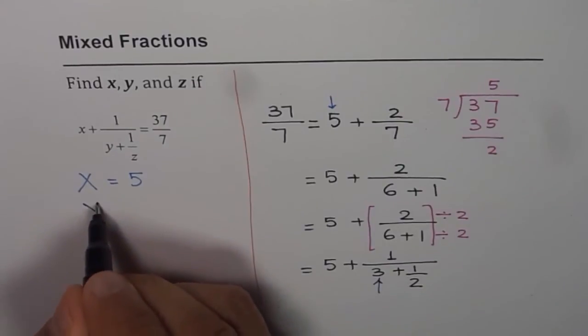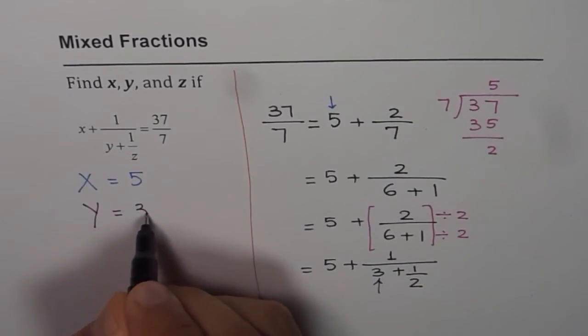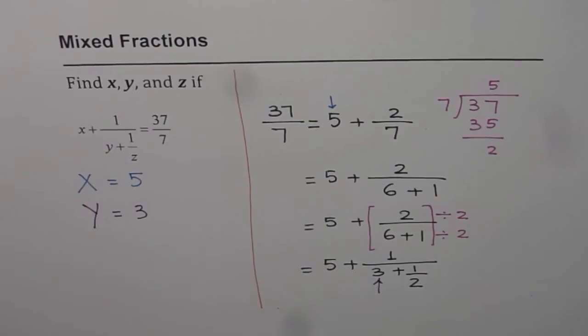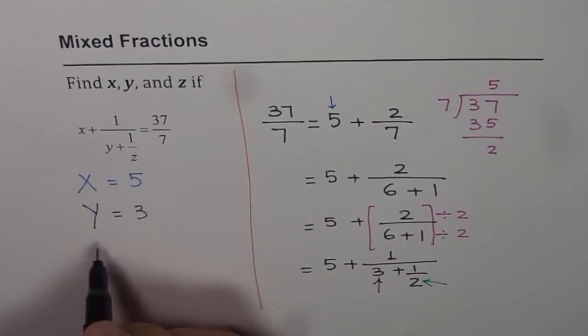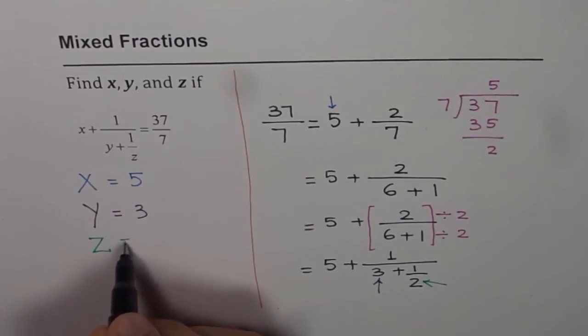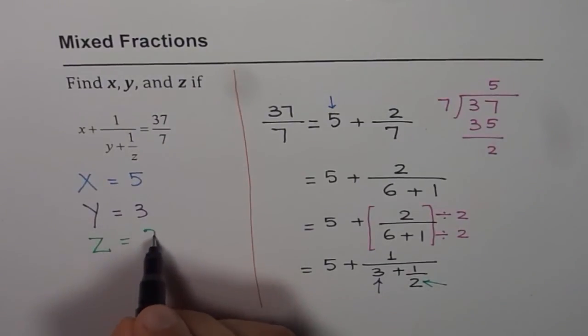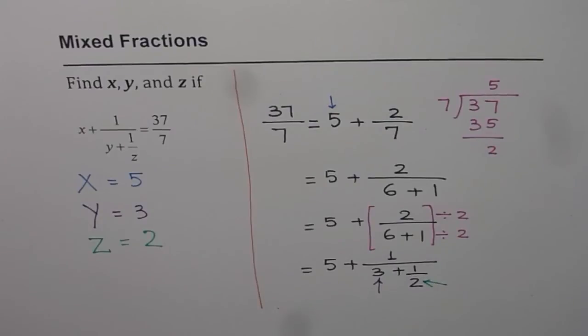So we can write, y should be equal to 3. And the third value, which we're looking for, z, should be 2, right? So we get z equals 2. So that becomes the solution to this question. I hope you like it, right? So let's look back into the strategy. How did we get the value of x as 5, y as 3, z as 2?